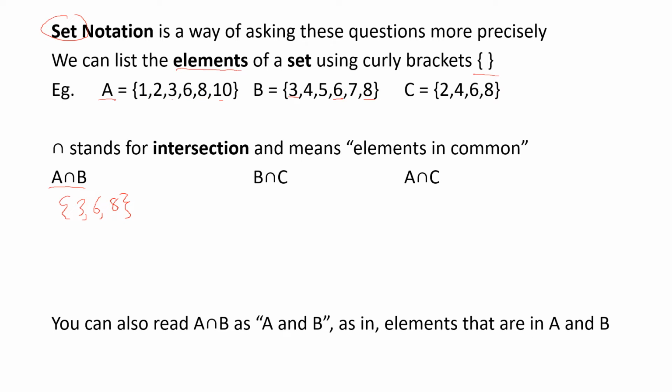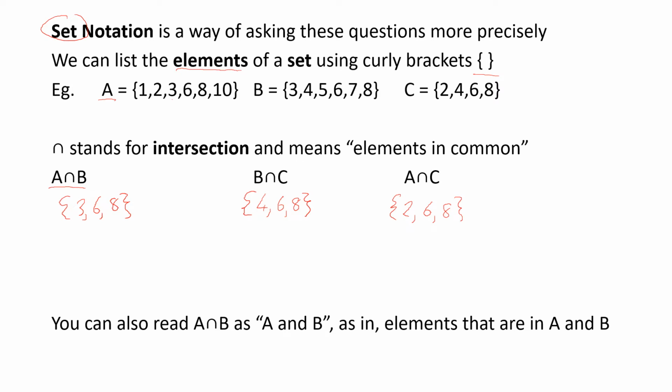Does that make sense? So we could try and do the other two possible intersections with these sets. I'd like you to try and figure them out first. Okay, so for B and C, I think they've both got 4, 6, and 8 in common. And for A intersect C, they've both got 2, 6, and 8 in common. So hopefully you got those answers.